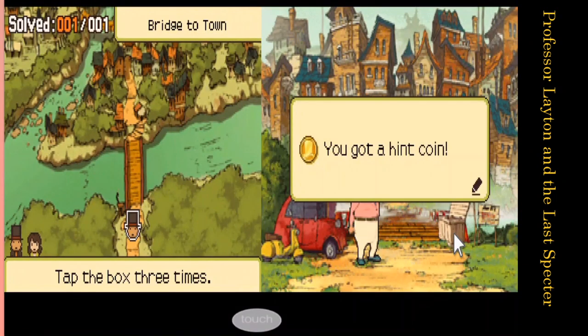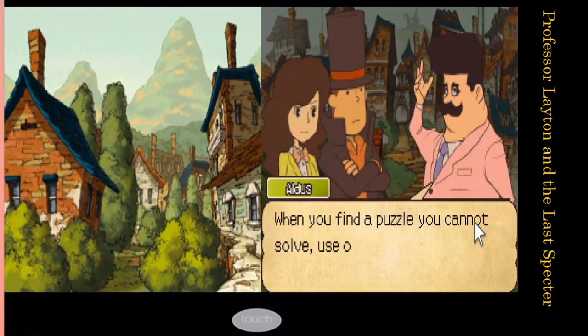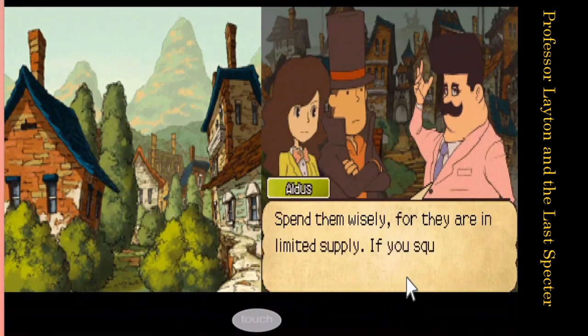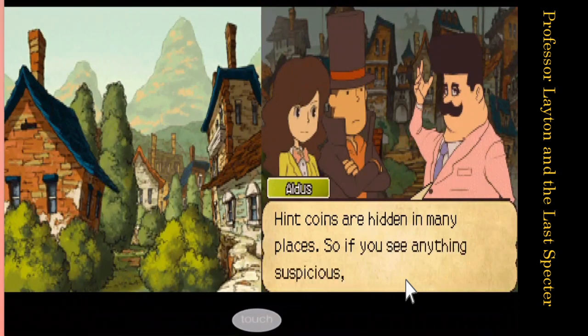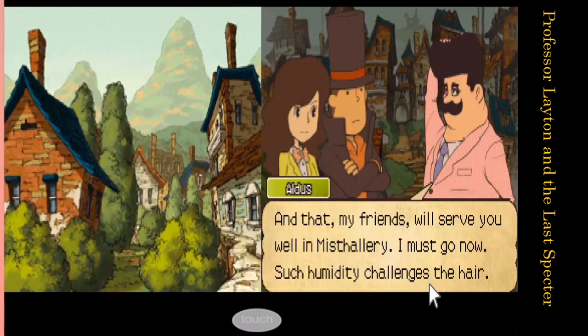You got a hint coin. Beautiful, she shines like the sun. This, my friends, is a hint coin. When you find a puzzle you cannot solve, use one of these. Spend them wisely, for they are in limited supply. If you squander them, I will not dry your tears. Hint coins are hidden in many places, so if you see anything suspicious, be bold and tap away. And that, my friends, will serve you well in this story.